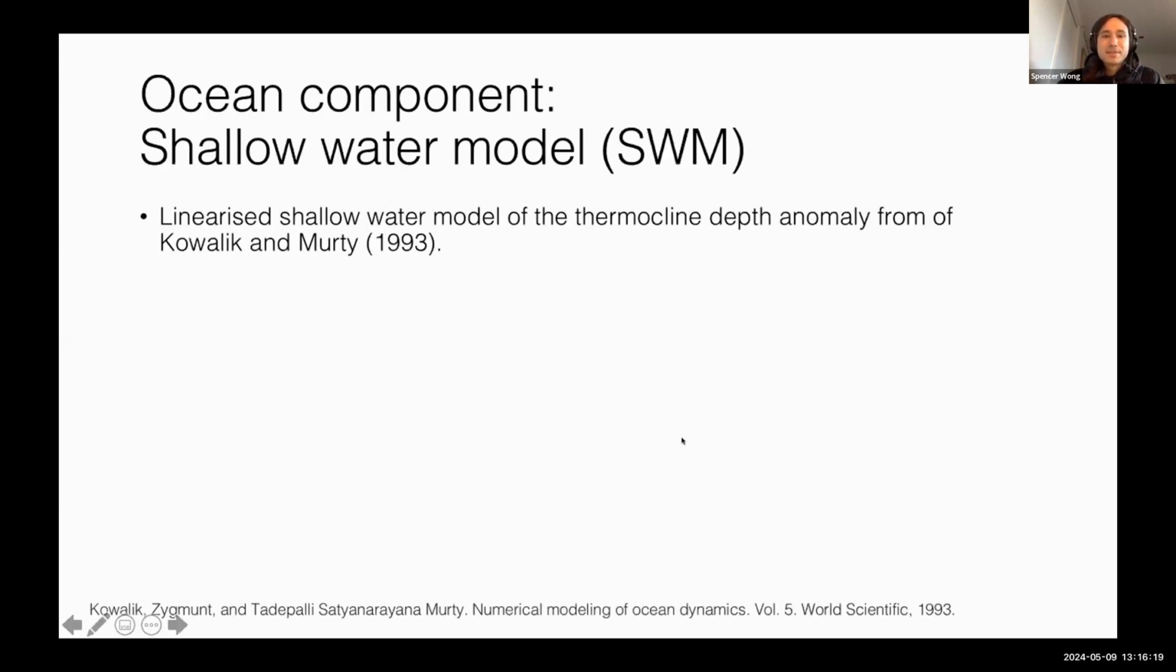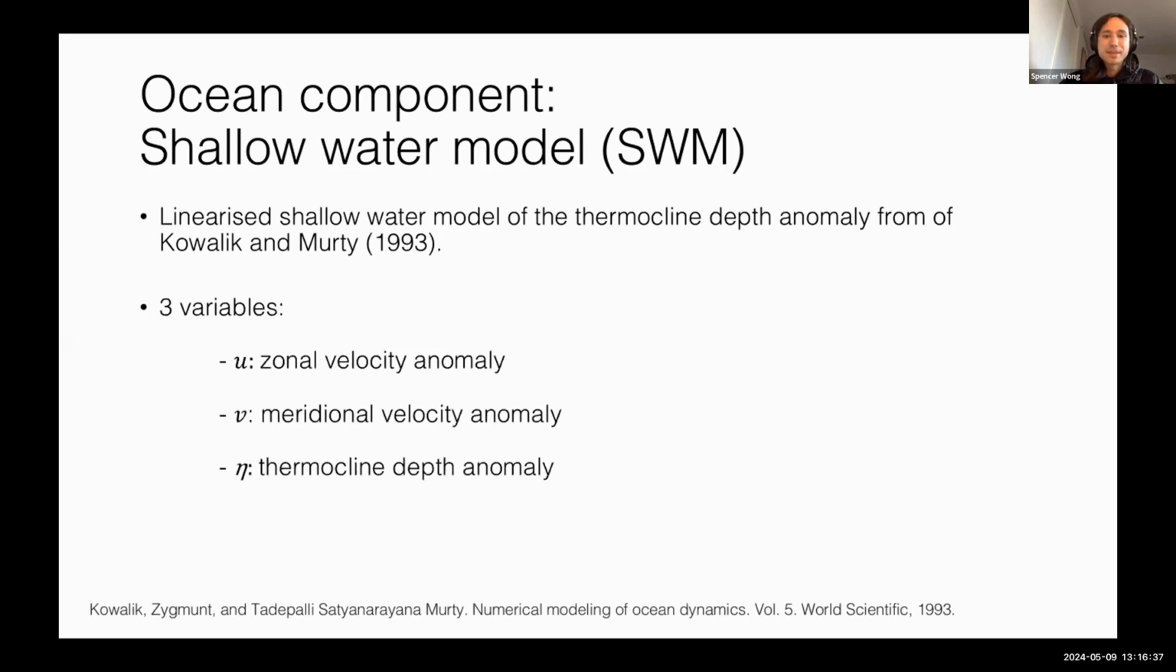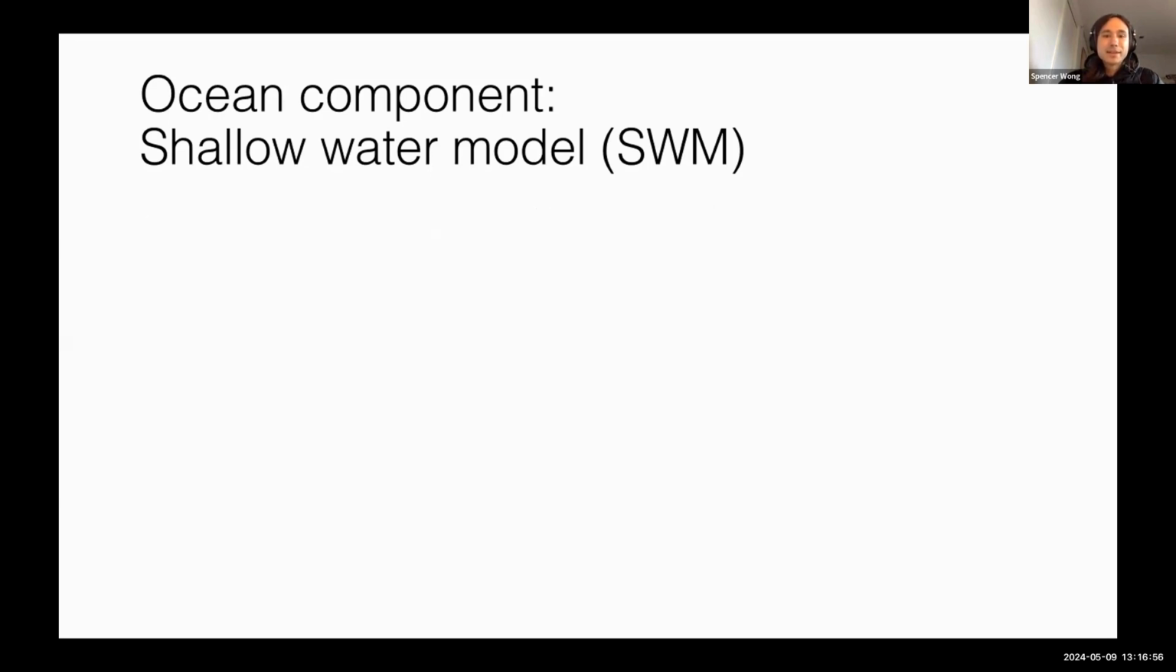And then for our simpler ocean component, we're using a linearized shallow water model of the thermocline depth anomaly, and that's coming from Kolik and Murty. This is a fairly simple model with really one layer and three variables: U, the zonal velocity anomaly, V, the meridional velocity anomaly, and the thermocline depth anomaly. These three variables are linked together with three equations.